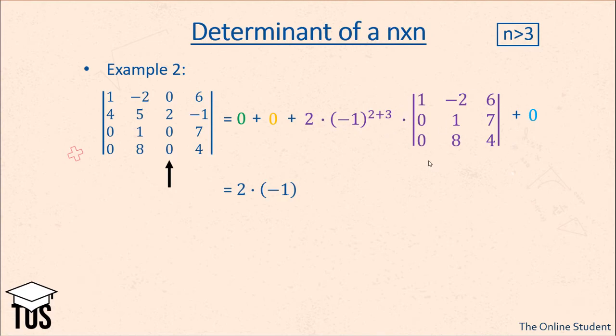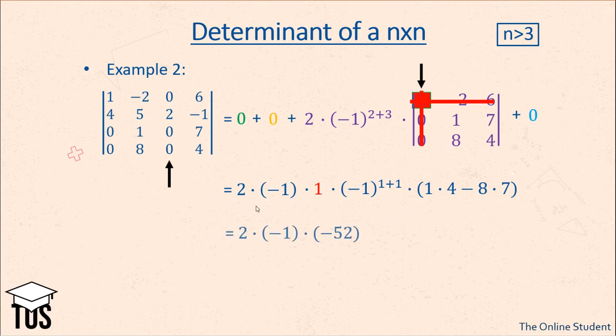3x3 matrix. We use exactly the same method. So we see that in our first column we have 2 zeros, so we'll choose this one. The first element is 1, so we write 1 and we multiply it with its cofactor. So we delete the row and we delete the column, and we multiply it with -1 to the power of first row, first column, times the determinant of what's left, which in this case is 1 times 4 minus 8 times 7. We can simplify this and our total is equal to 104. And this is the solution to our second example.